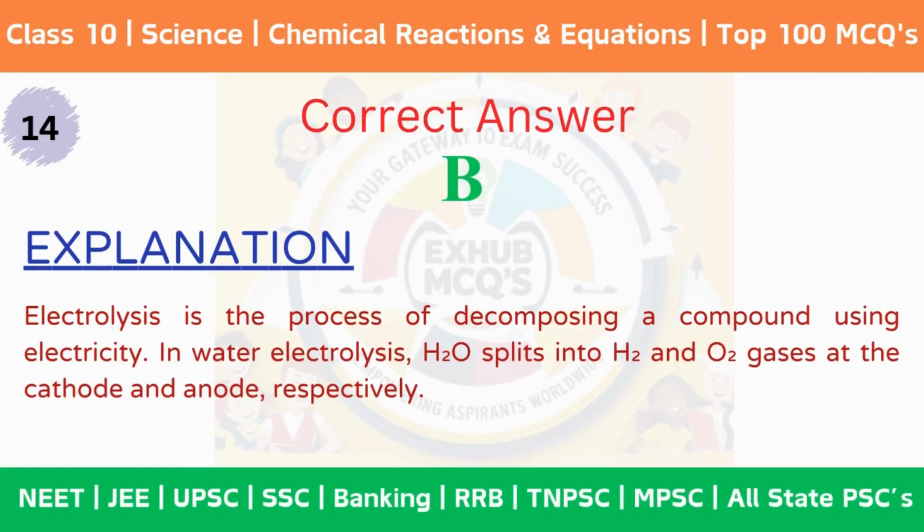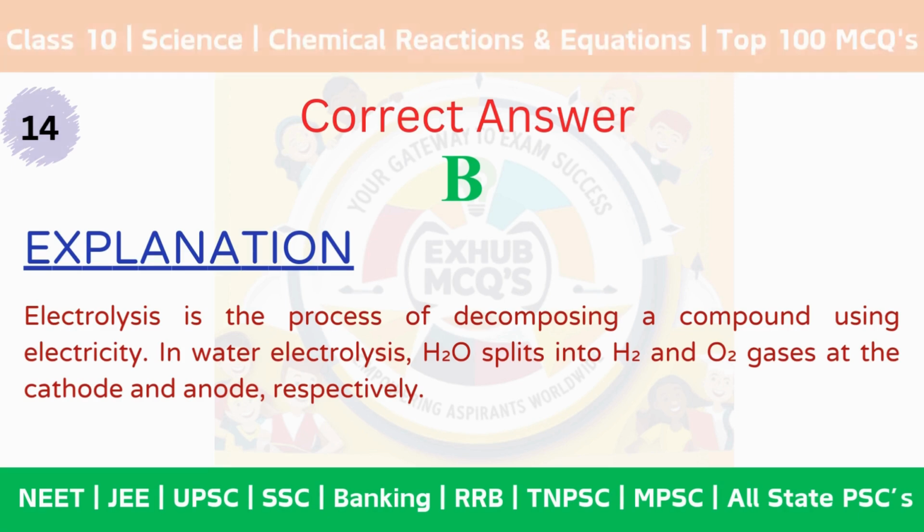The correct answer is option B, electrolysis. Explanation. Electrolysis is the decomposition of water into hydrogen and oxygen gases by passing an electric current through it. This method is commonly used to produce these gases industrially.